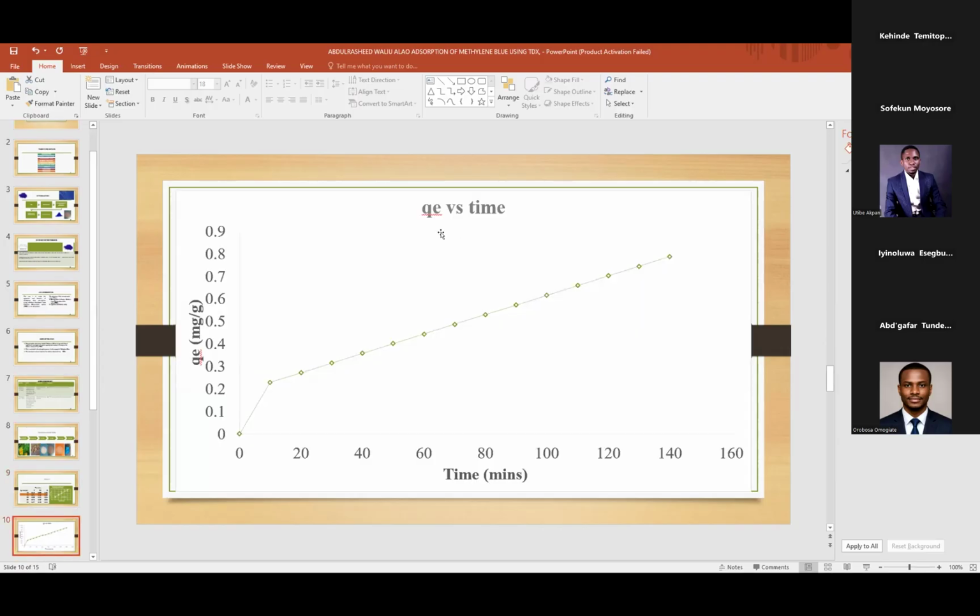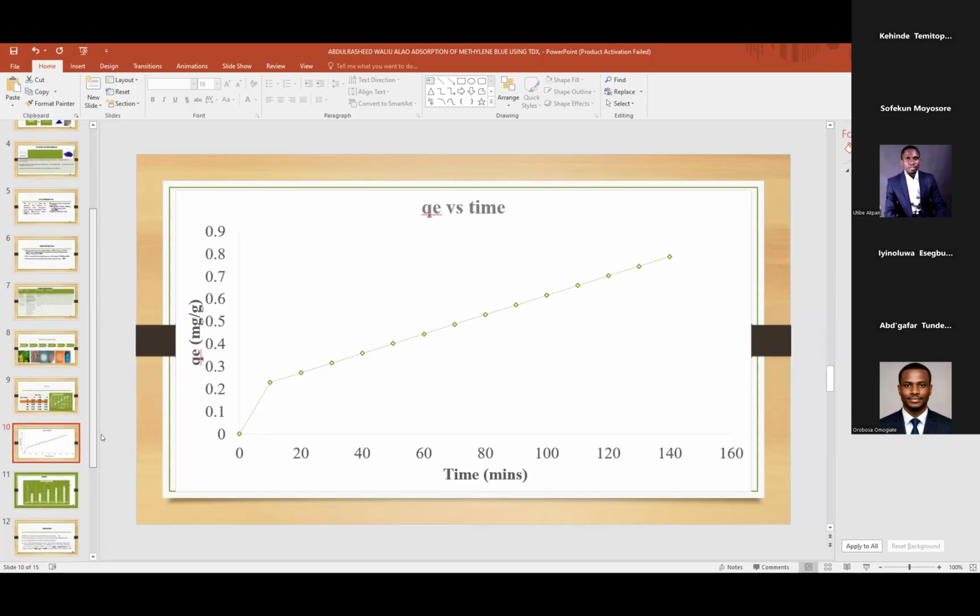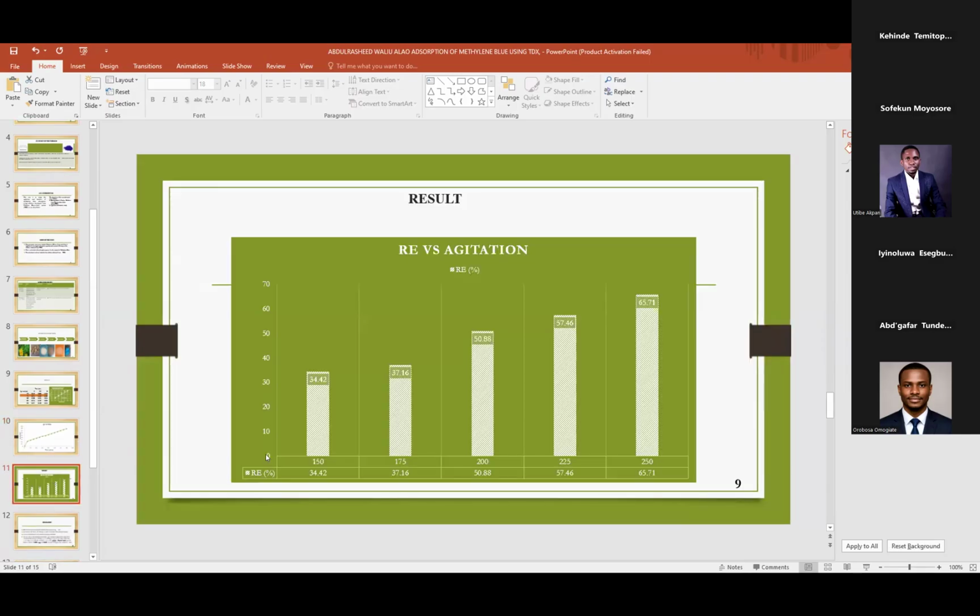Okay, this is the graph of adsorption capacity versus time. It can be seen here that initially, when adsorption has not taken place, it's 0.0, just at the origin. As the time keeps increasing, the adsorption capacity also keeps increasing, and there is an equilibrium at 140 minutes according to this graph. Therefore, we can conclude that the higher the time, the higher the adsorption capacity from this study.